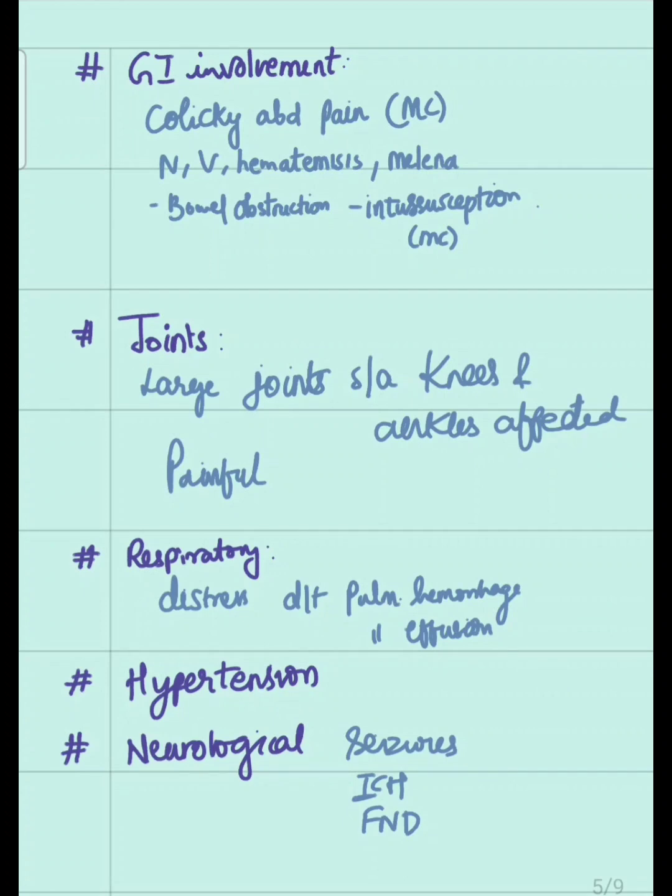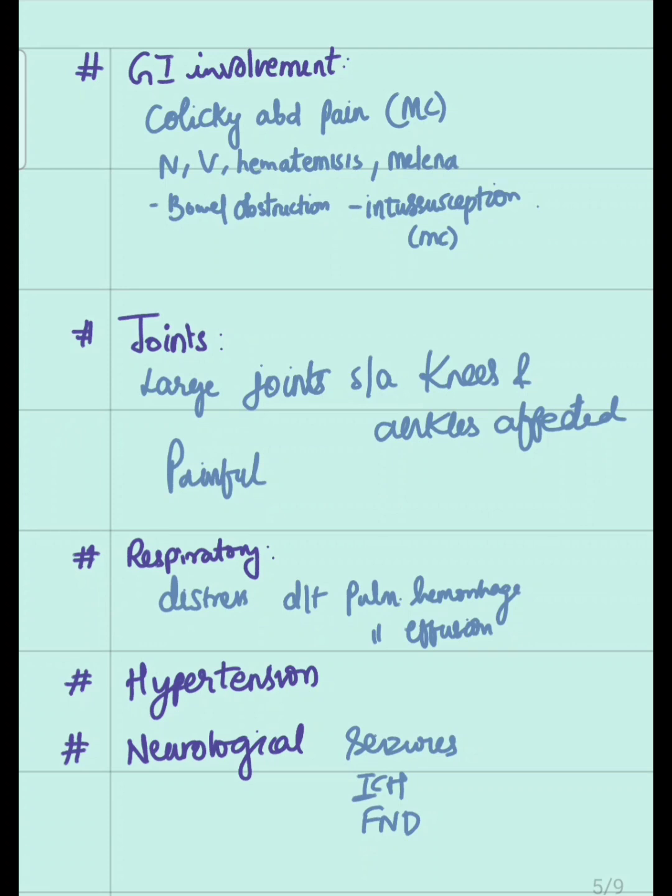Now, coming to GI involvement, the most common clinical feature is colicky abdominal pain, along with nausea, vomiting, hematemesis, and melena. Bowel obstruction can occur, of which intussusception is the most common type seen in children. It may further lead to bowel infarction as well.